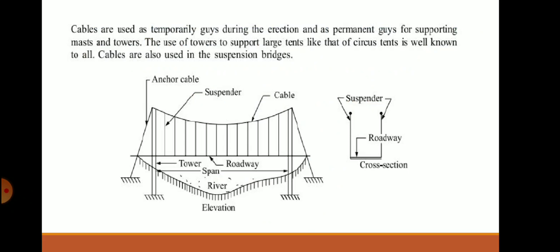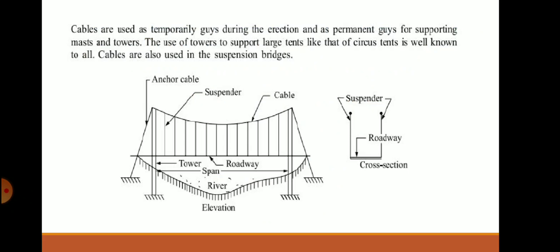Cables are used as temporary guys during erection and as permanent guys for supporting masts and towers. So cables are temporary members or permanent members as well. The use of cables to support large tents, like circus tents, is well known to all. Cables are also used in suspension bridges. The common types of cables you can see in suspension bridges.